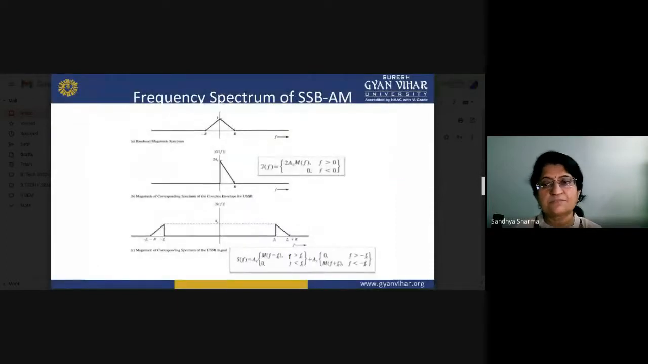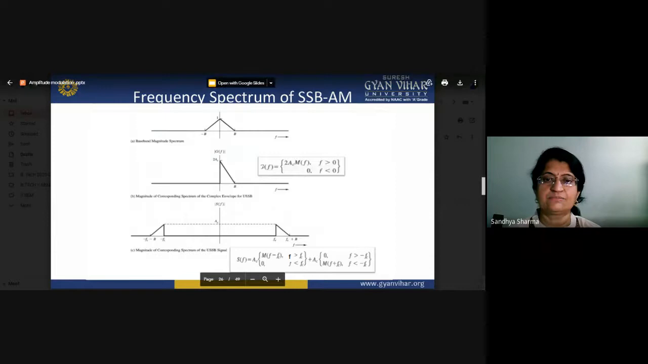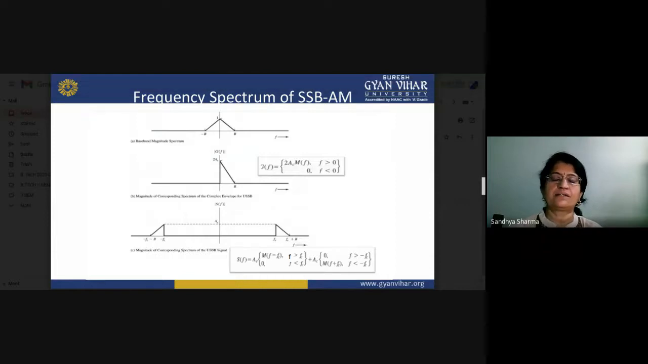So this is the frequency spectrum of our SSB AM. Now what will happen here? Only either the upper sideband or the lower sideband can be transmitted. We do not take part in both the sidebands. Only one sideband can carry all the information.